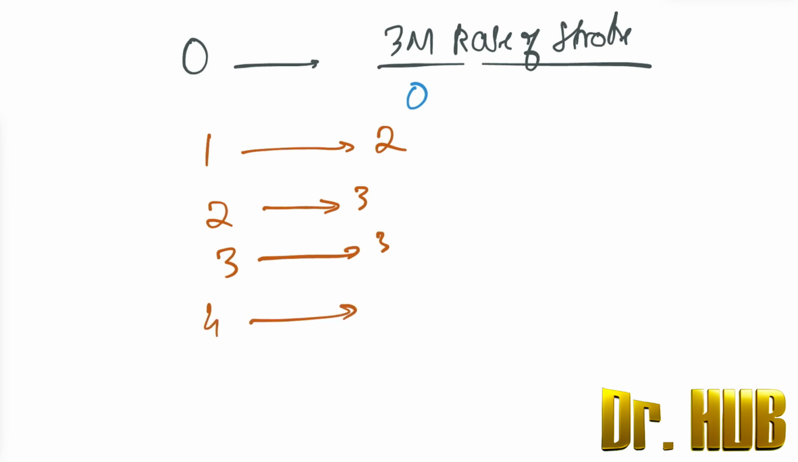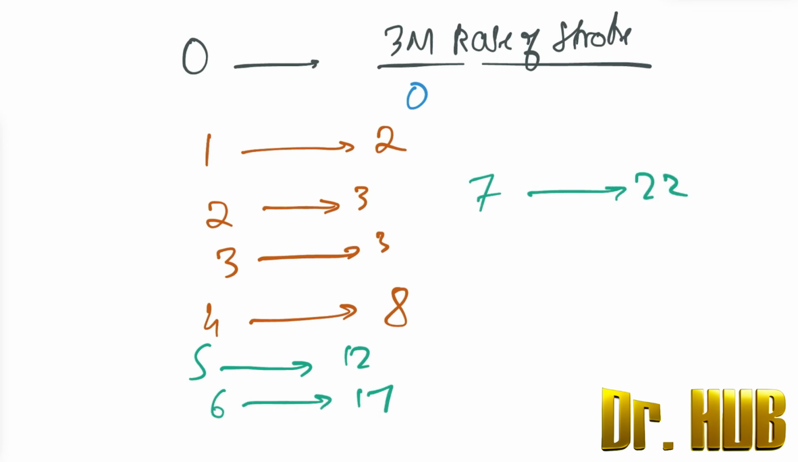Under this, a score of 0 means 0%, for a score of 1 it will be 2%, for 2 it is going to be 3%, for 3 again it will be 3%, for 4 it is going to be 8%, and then 5 will be 12%, 6 will be 17%, and lastly 7 is going to be 22%. So a total score of 7 is going to indicate a 3-month rate of stroke of 22%.